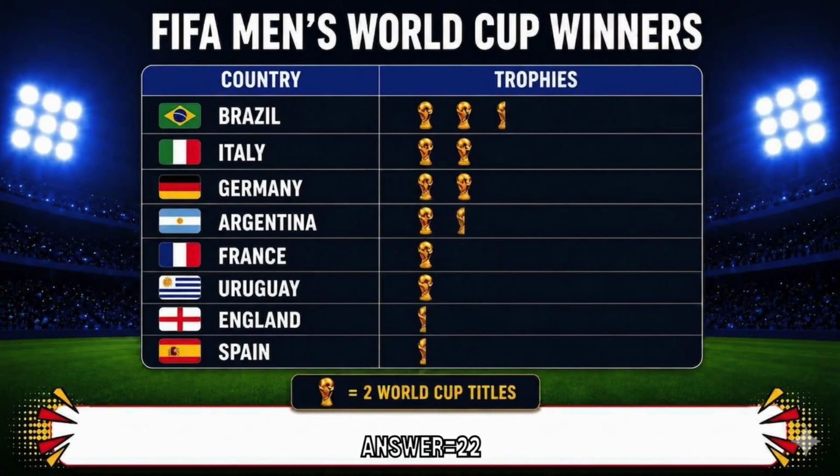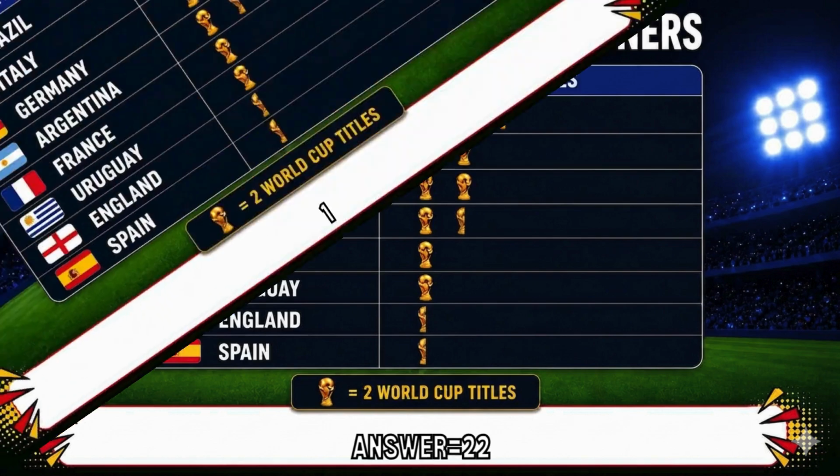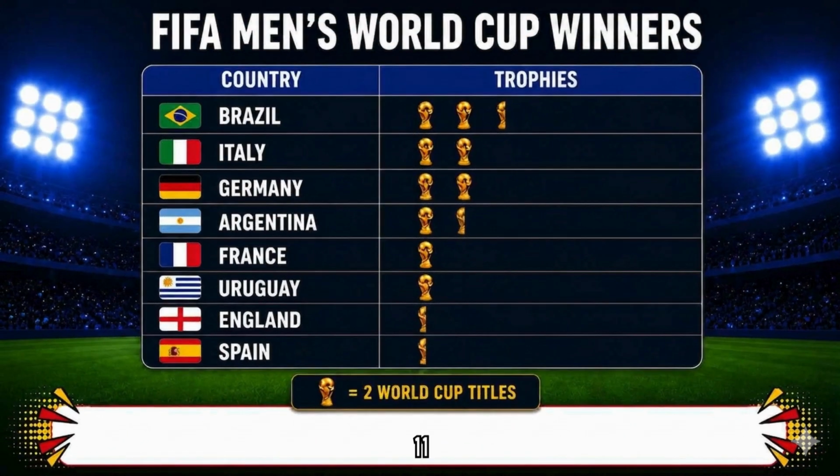The answer is 22. If we add all the trophies together, we'll count a total of 11 trophies. Since 1 trophy represents 2 titles, if we multiply 11 times 2, we will get 22.